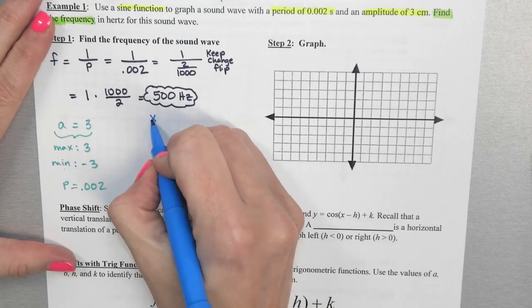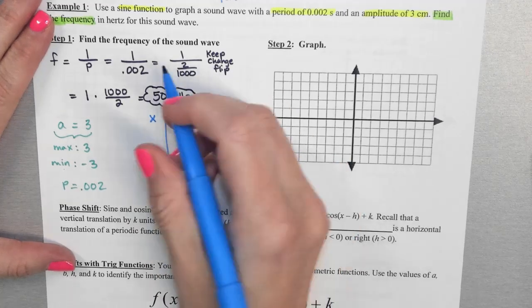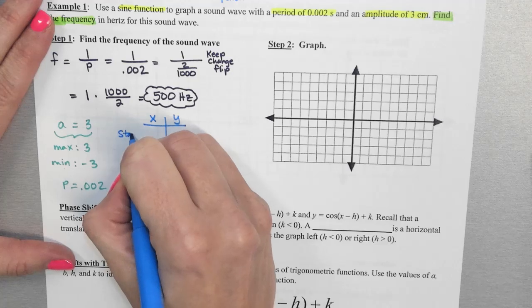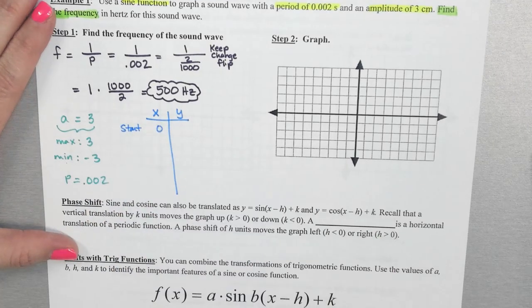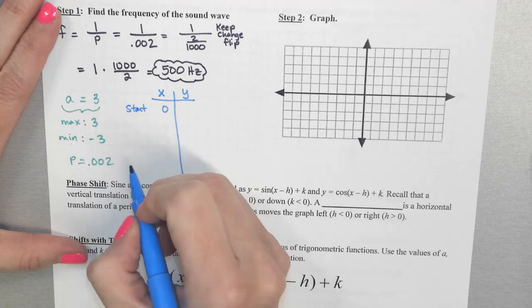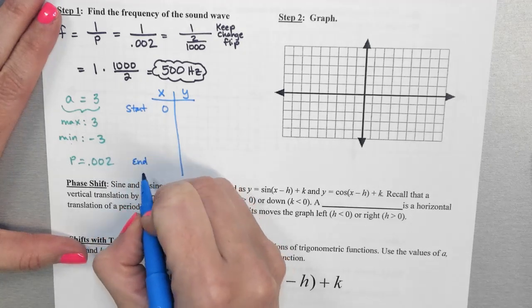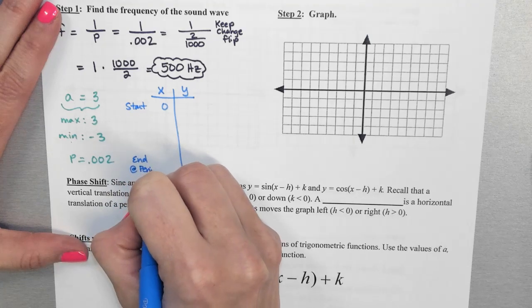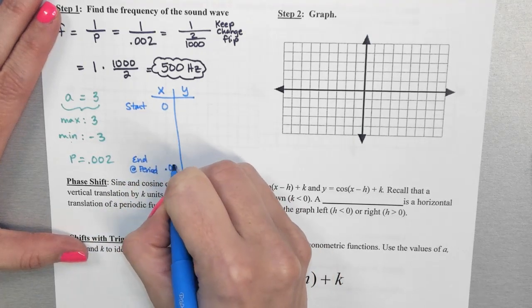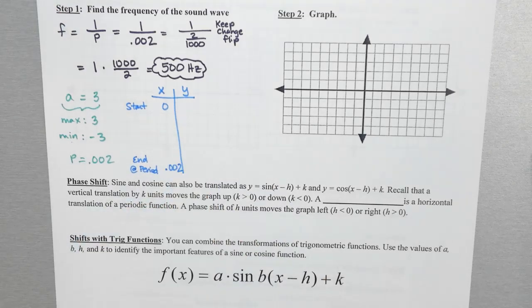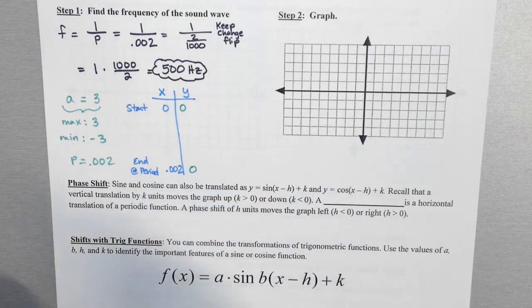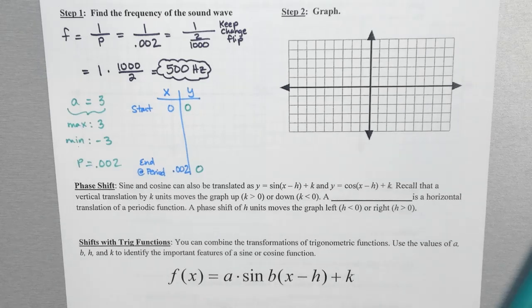Just like we did yesterday, we are always going to start at what x value? 0. Do you guys remember where we end? You're going to end at your period, which in this case would be 0.002. Because it's a sine function, when you start at 0, you are going to end at 0. So the y coordinates for both of those are going to be 0.